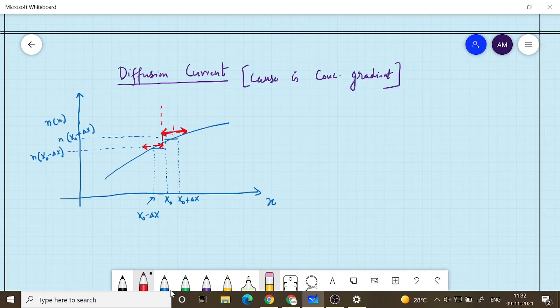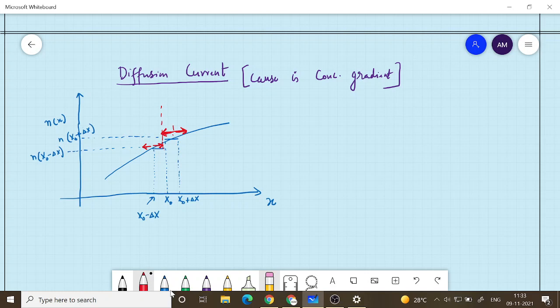So this same thing goes with the electrons at x0 minus delta x. There also half of the electron move to the right, but half of the electron move to the left. But the total amount of electron available at that point is lesser than the amount of electron at x0 plus delta x. Therefore, consider a boundary between these 2 points, that is x0 minus delta x and x0 plus delta x, and consider the motion.